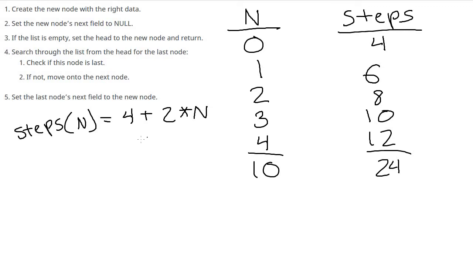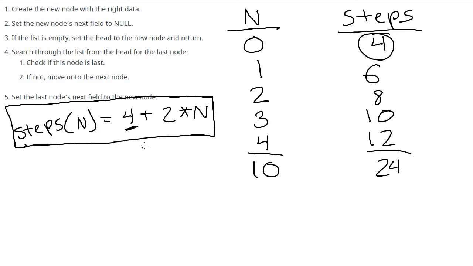Because the 4 right here comes from our base case. No matter how many nodes are in the linked list, we are always doing these four instructions. But then our 2, this coefficient right here, comes from how many instructions are inside the loop body. Every new node we add to the linked list adds these two new instructions that have to be done to loop through that linked list node. And then the n is the input size, the size of the linked list in this case. So we're writing steps here as a function of n, and that's how we can see how this is going to scale up as the list gets bigger and bigger.